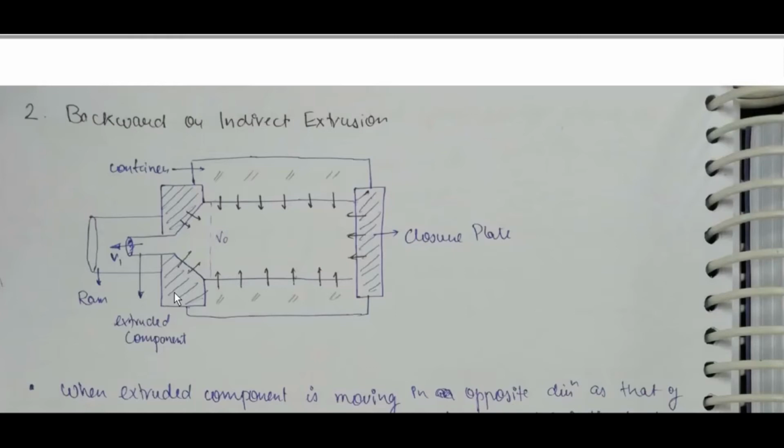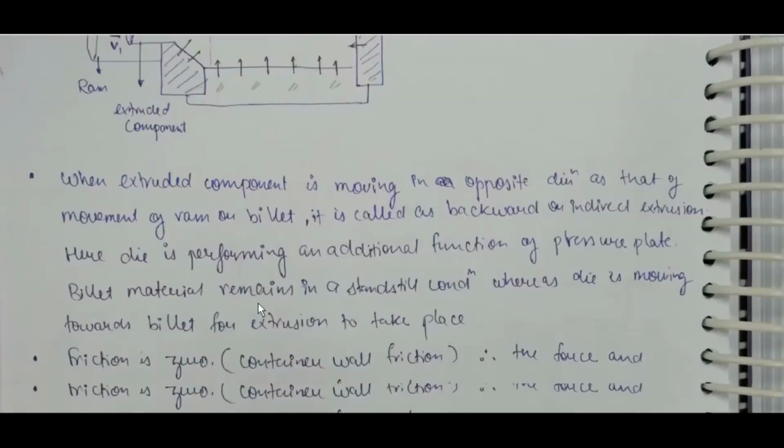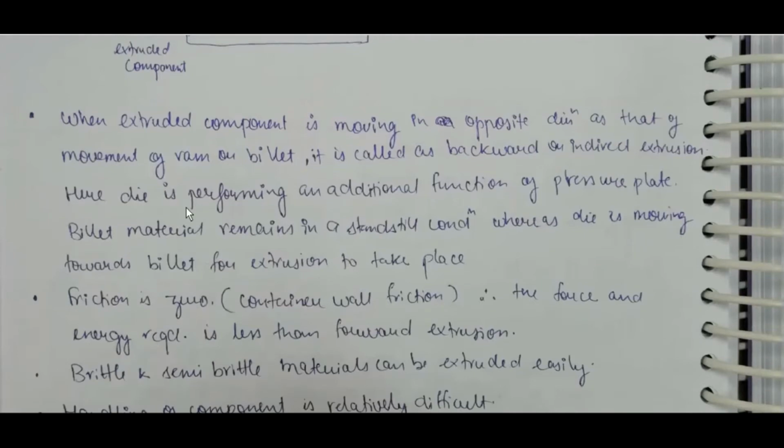Here, the die is performing an additional function of pressure plate. Billet material remains in a standstill condition, whereas the die is moving towards the billet for extrusion to take place. Friction is zero. Container wall friction is zero. The force and energy required is less, like this.